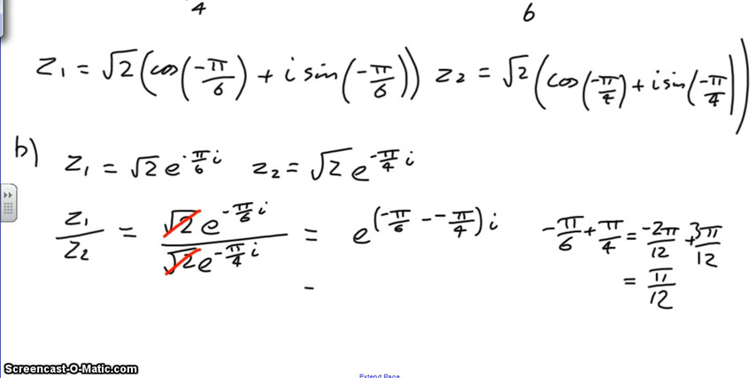So the answer is then e to the pi by 12 i, which in the form they ask for, the r cis theta form, is e, cos pi by 12 plus i sine pi by 12.